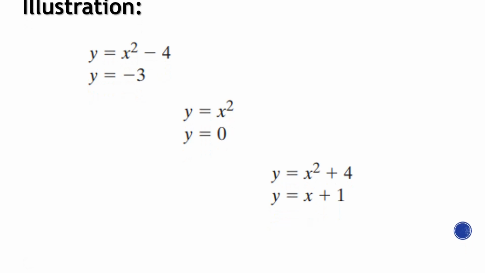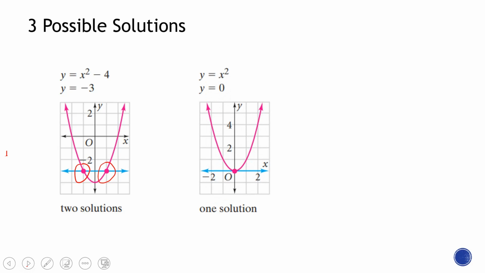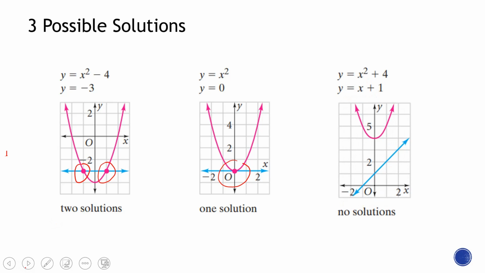Now, when it comes to the number of solutions, there are three possibilities. One is that there are two solutions in a given system. In terms of graph, it's easy to check. Here we have two solutions because there are two points of intersection. If there is only one point of intersection, such as this one, we're talking about a system that has one solution. If there is no point of intersection, we're talking about a system that has no solution at all.